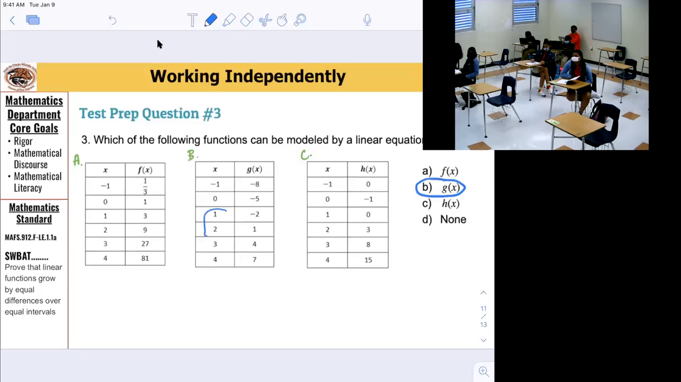If you look at B, let me start with the first 2 points. I would have m equals 1 minus -2 over 2 minus 1. Remember, double negatives become a plus sign. So this would be 1 plus 2 over 2 minus 1. 1 plus 2 is 3, 2 minus 1 is 1. I get 3.